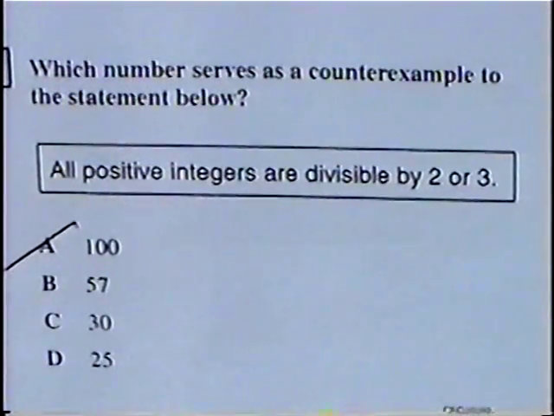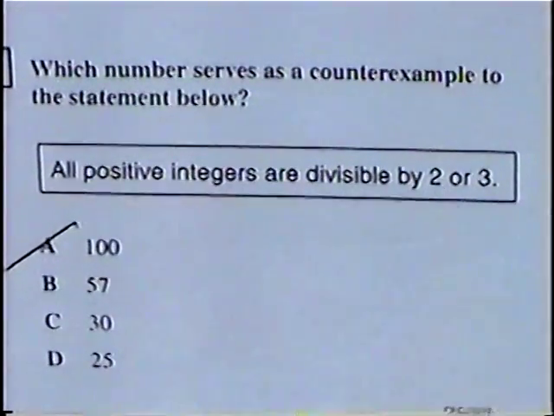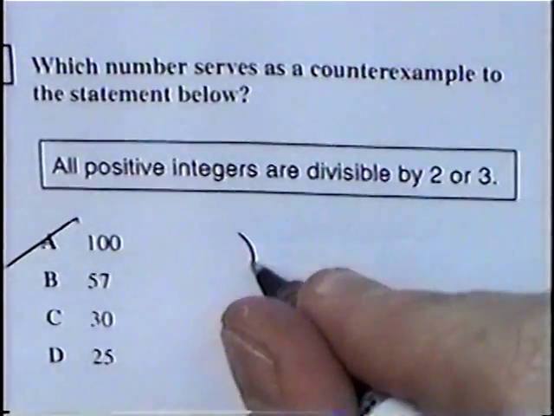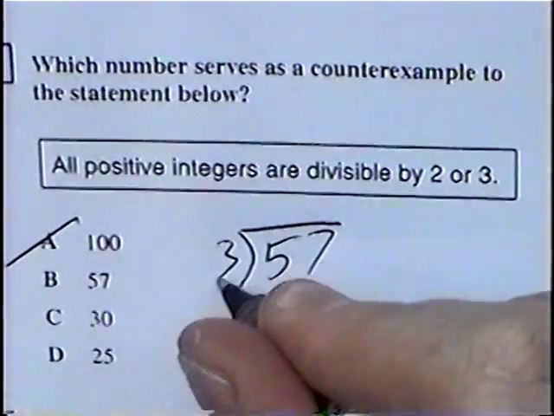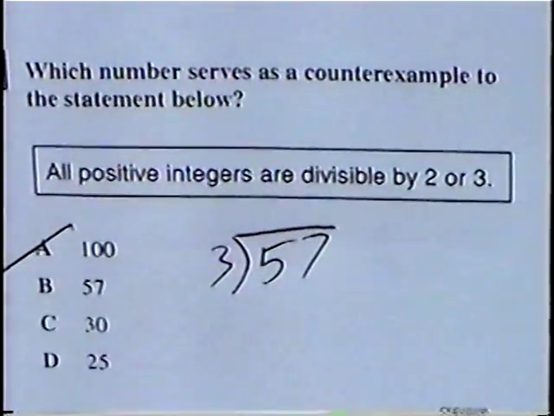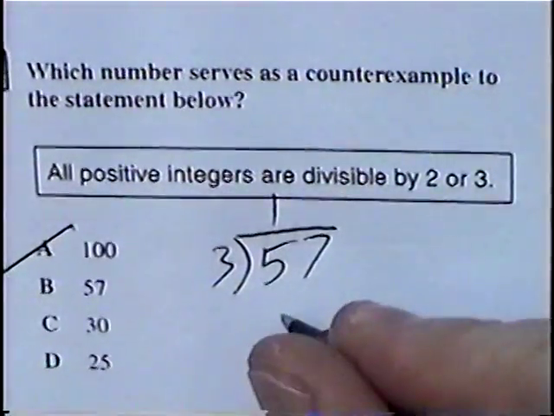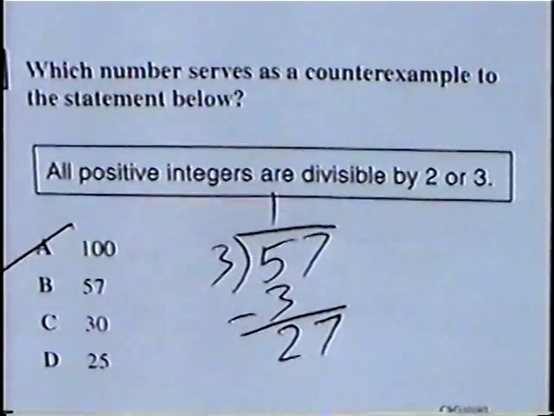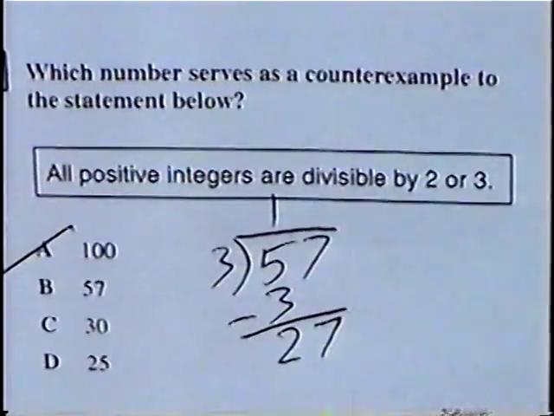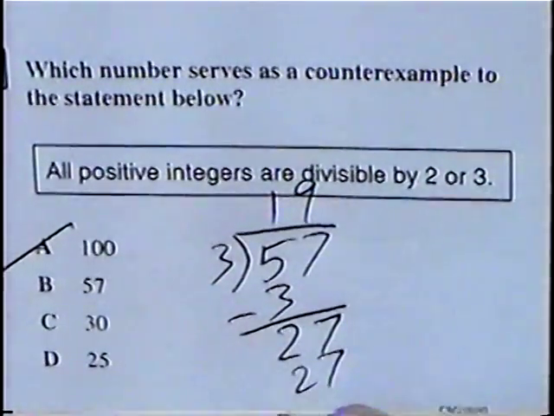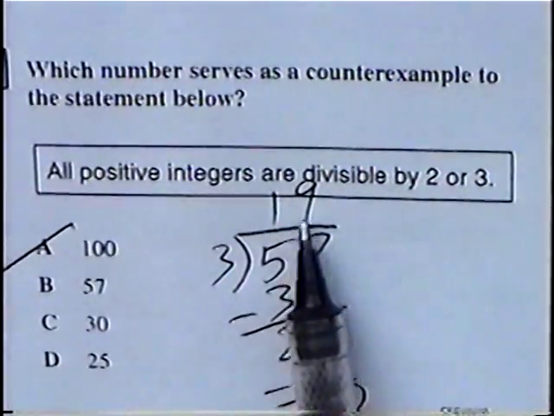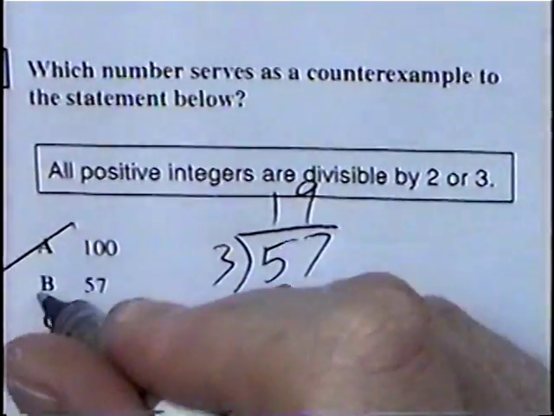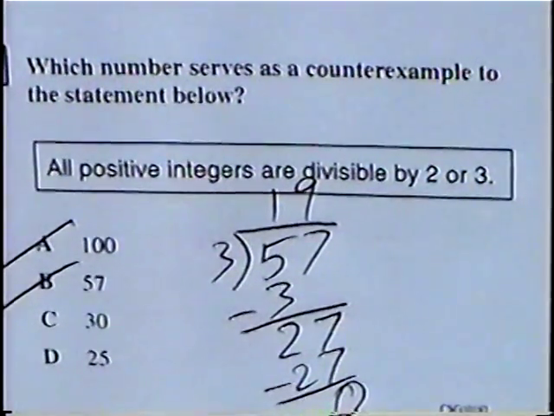Letter B, 57. 57 is an odd number, so it is not divisible by 2. To check and see if it's divisible by 3, you can divide it out using long division. 57 divided by 3. 3 goes into 5 one time. 1 times 3 would be 3. Subtracting, we'll have 2. Bringing down the 7, 3 goes in evenly to 27, which will be 9. Multiplying, we'll have no remainder. So 3 does divide in 19 times. So letter B again does not divide by 2, but since it divides by 3, it would be incorrect.